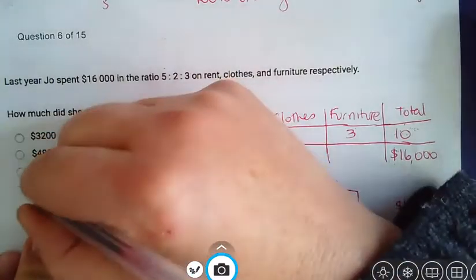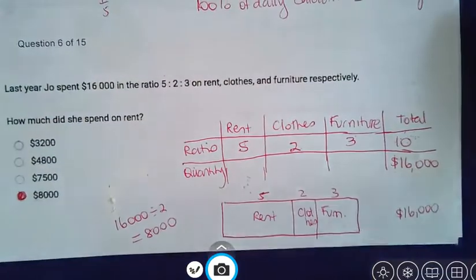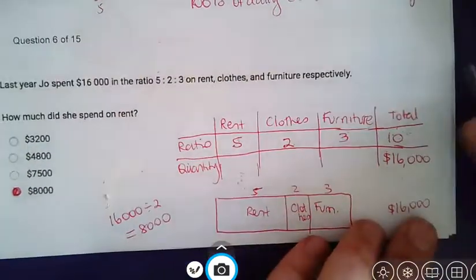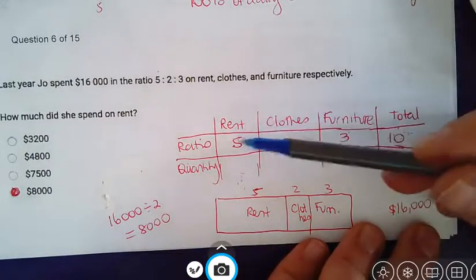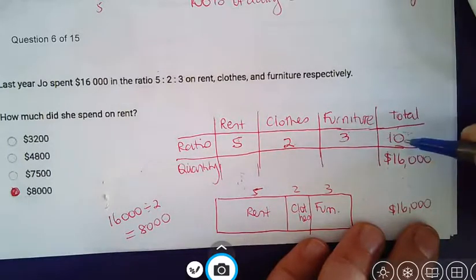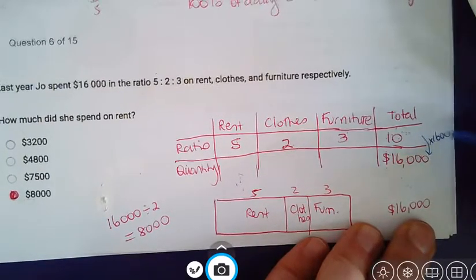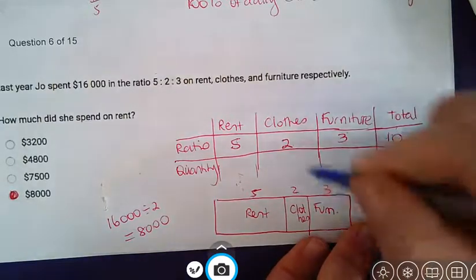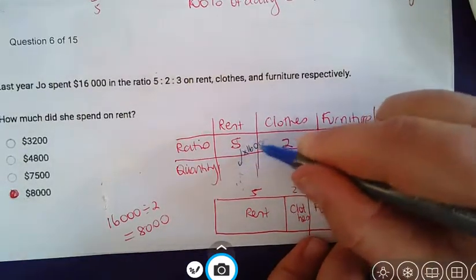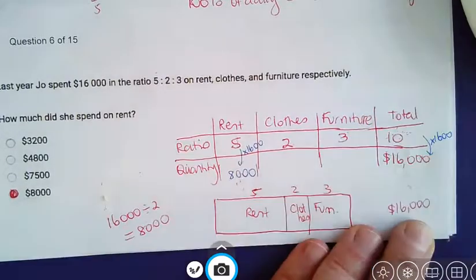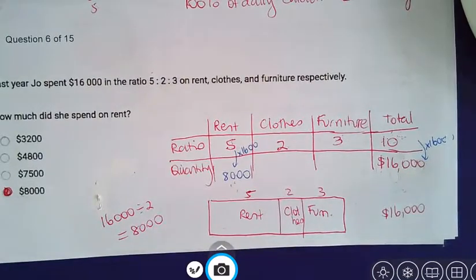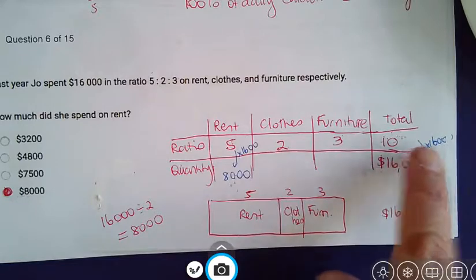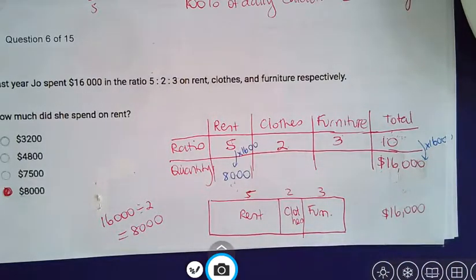Instead of doing the graph, you know how I told you to do 16,000 divided by 10? That's right. And then do the same. So the other way to do it, if it wasn't exactly half like this, you would say 16,000 divided by 10, that's 1,600. So 10 times 1,600 is 16,000, and you've got to do 5 times 1,600. But in this case, it's easier to see that the rent is half of the total. The total ratio is 10, and rent is 5 parts of that ratio. So it's half of it. Half the money goes on rent.